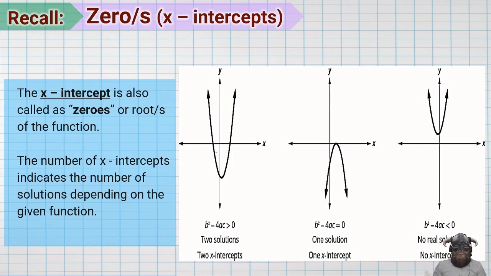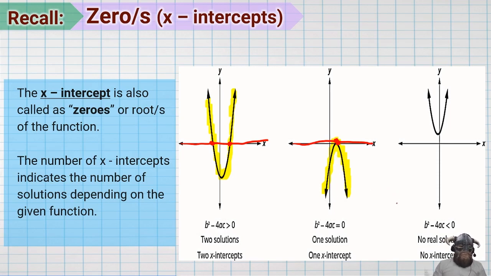If your graph looks like this one, wherein your parabola intersects your x-axis at 2 points, that means you'll have two zeros or two x-intercepts. That also means you have two solutions. But if your graph looks like this one, wherein the parabola intersects your x-axis at only 1 point, that means you only have one intercept, or 1, 0.